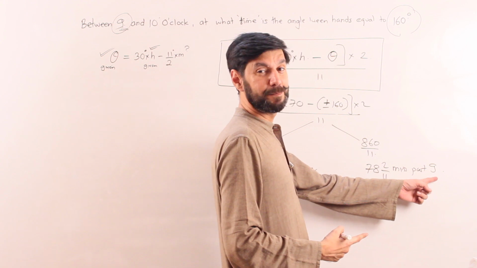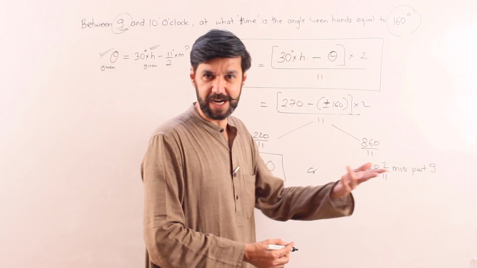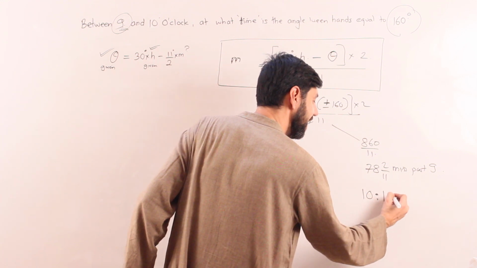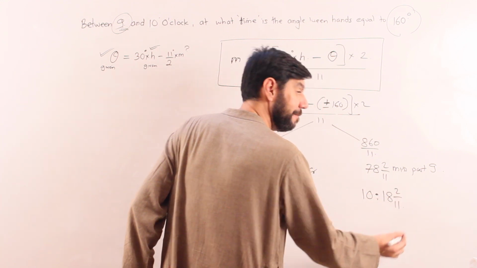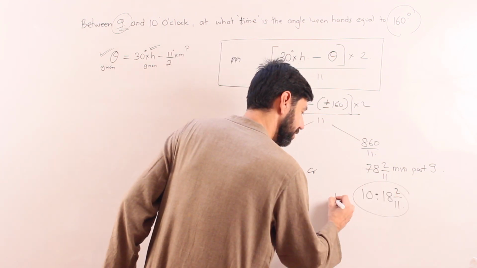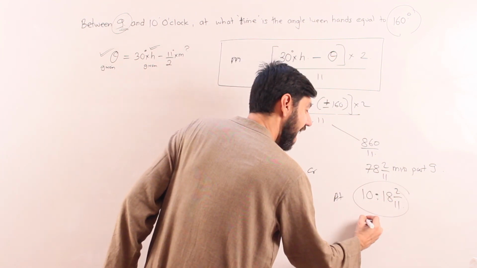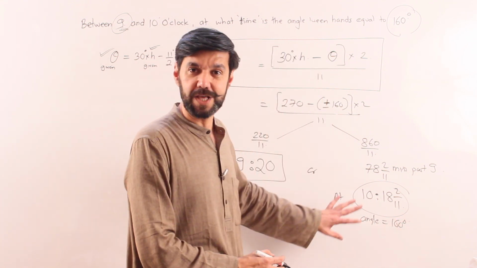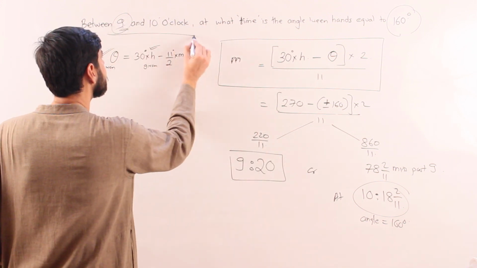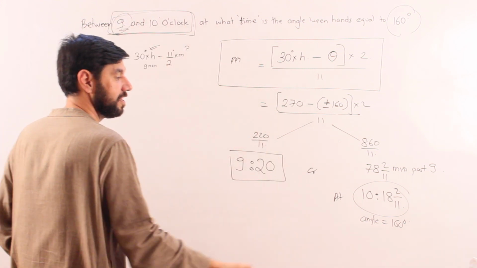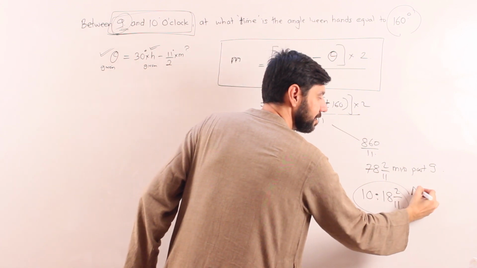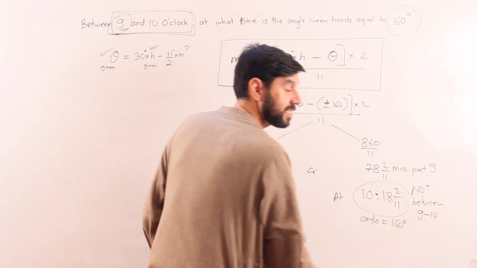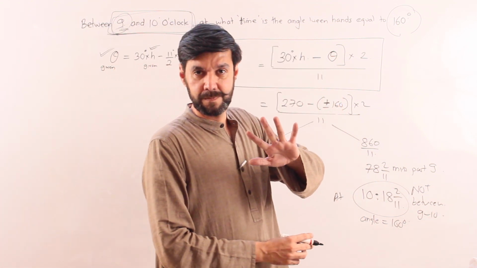So when you try, please don't write 9:78 minutes. That is no time as such, right? So 1 hour passes and the time that you get is 10:18, 2 by 11. At this time, at 10:18, the angle is definitely going to be 160 degrees. So the answer is not wrong, but the question was asking you between 9 and 10. This is not between 9 and 10. So such things will happen.